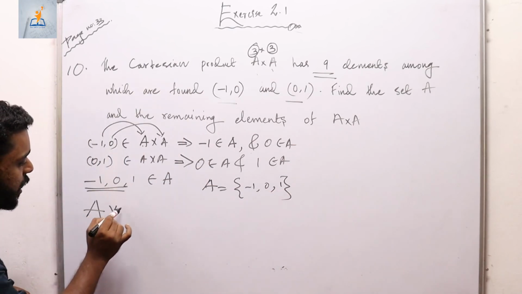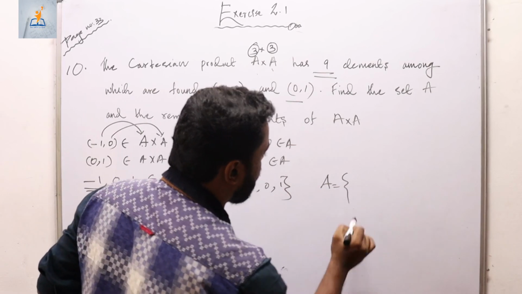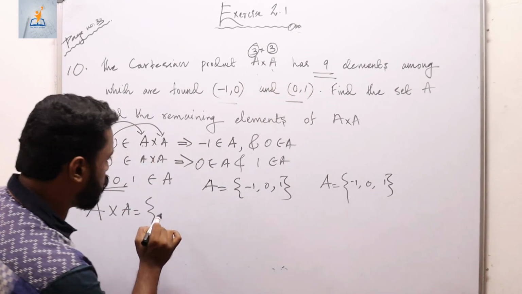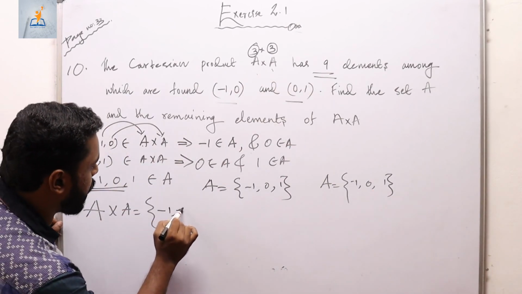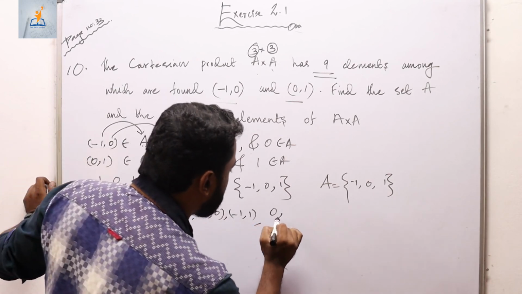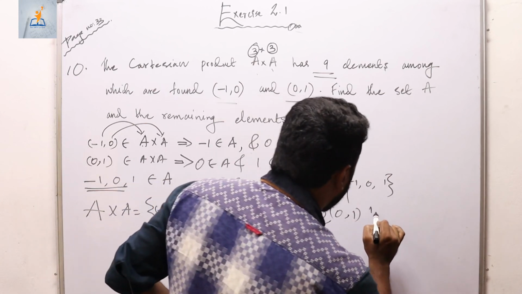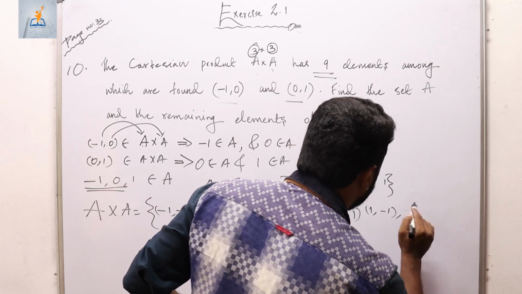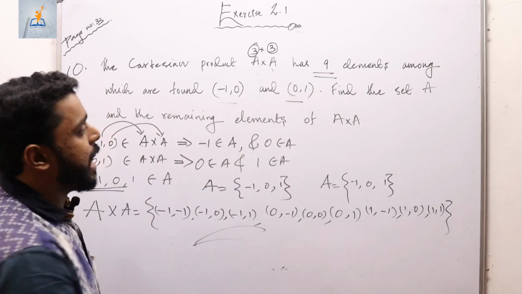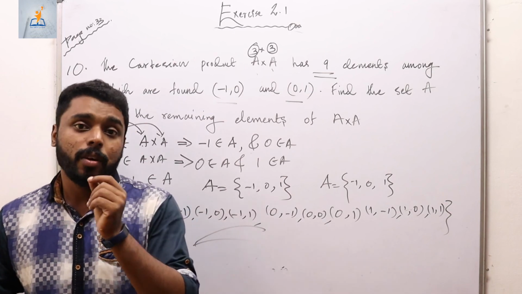Therefore we can easily find the full set A cross A, where A is equal to {-1, 0, 1}. I am writing it again in order to easily find the cross product of the two sets. So we will get (-1,-1), (-1,0), (-1,1). Now (0,-1), (0,0), (0,1). Again (1,-1), (1,0) and (1,1). These are the 9 elements of A cross A, and that's the end of exercise number 2.1.